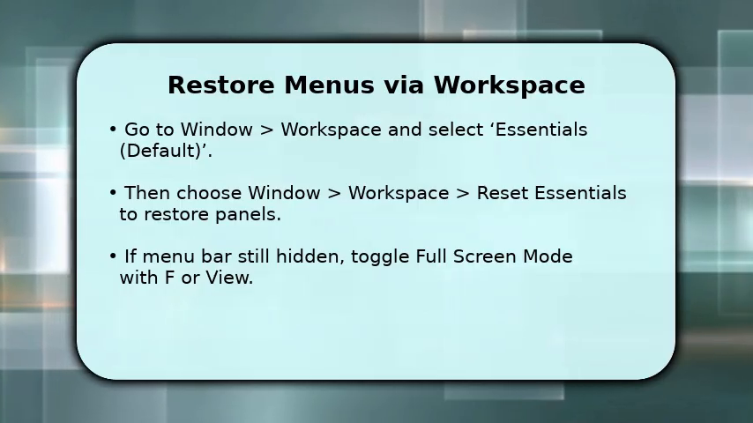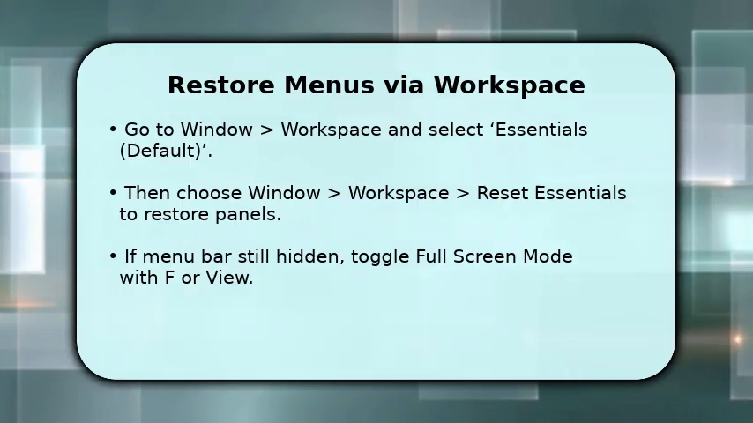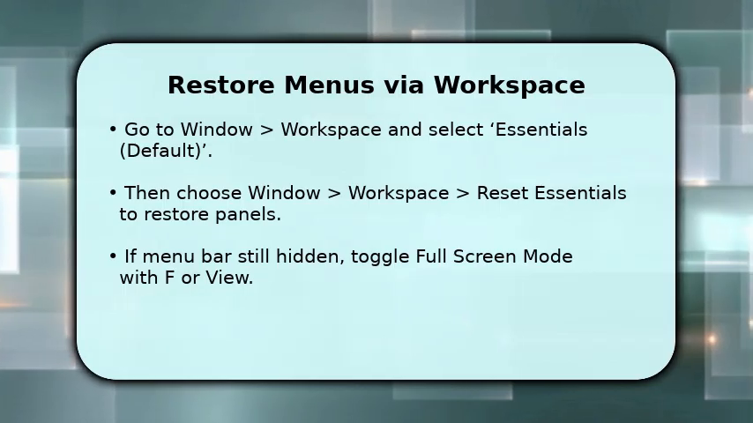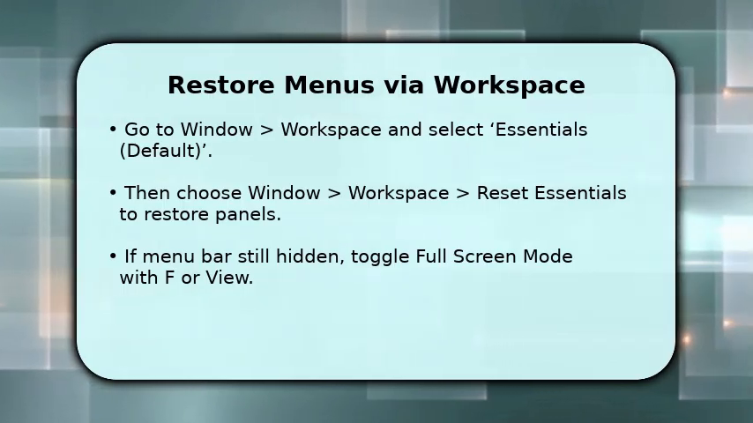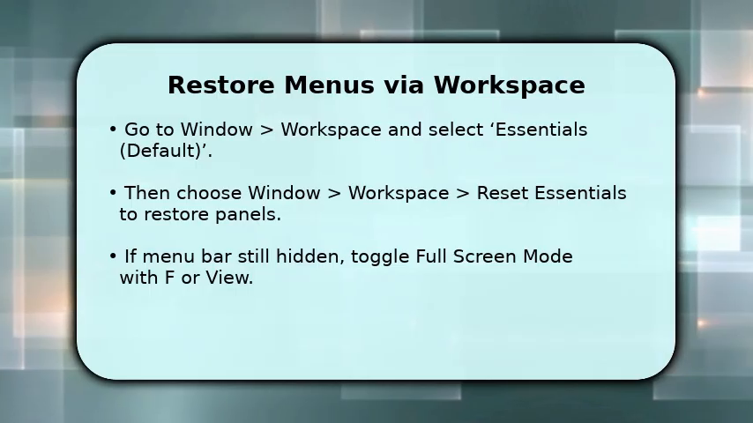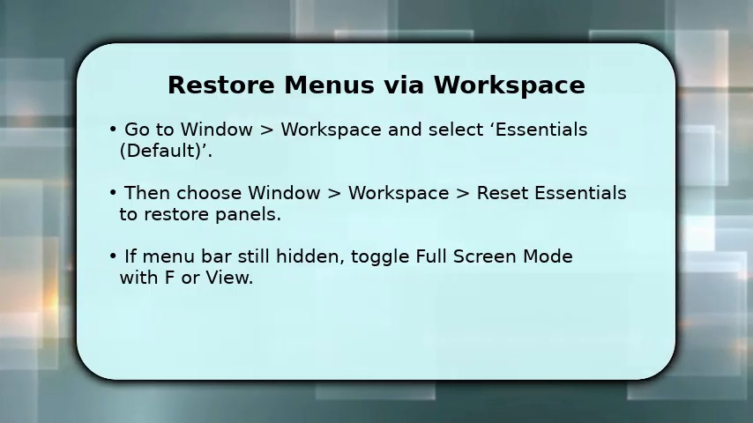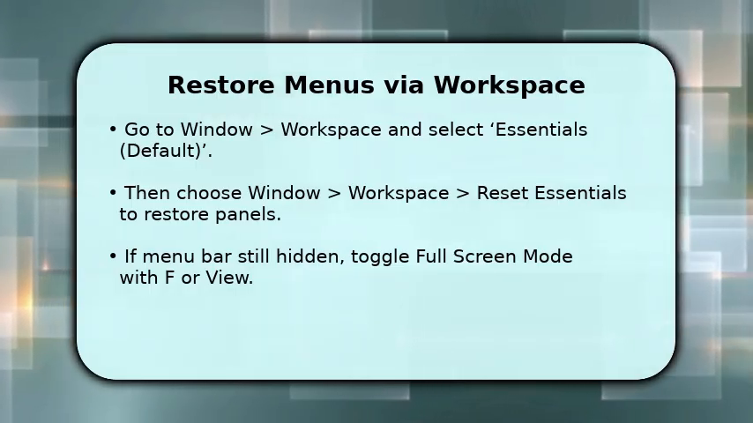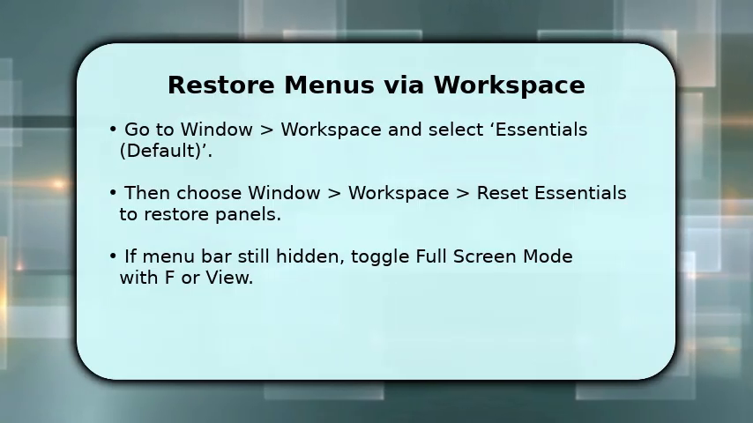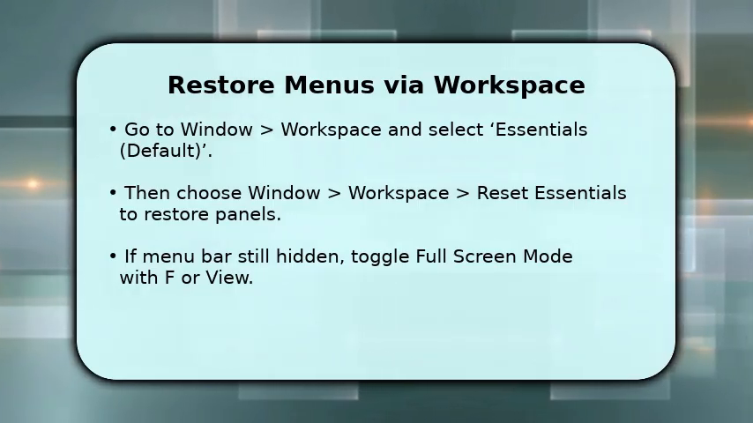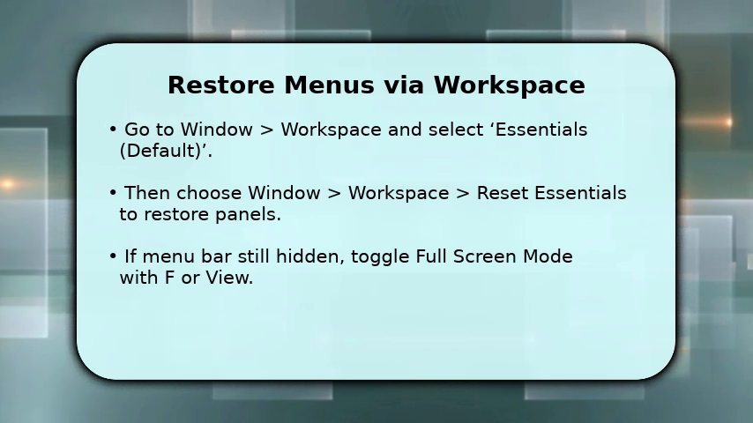If that fails, press F to cycle full screen modes or press Shift-Tab to toggle panels. Sometimes a full screen mode hides the menu. Make sure you watch the top edge as you change modes. Menus should reappear. To finish, verify Edit menus if the bar is visible, but some items are gone. You can restore defaults there.